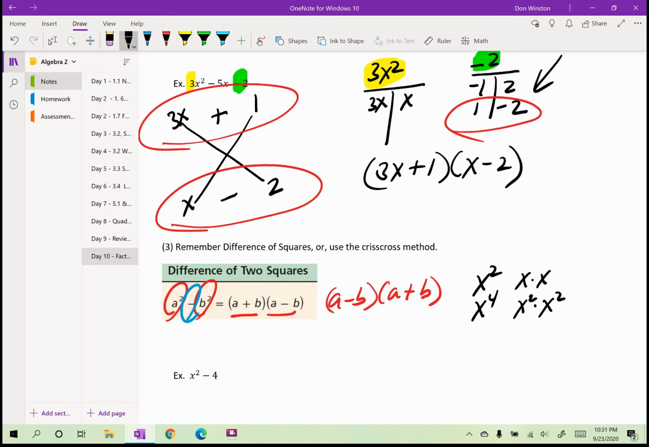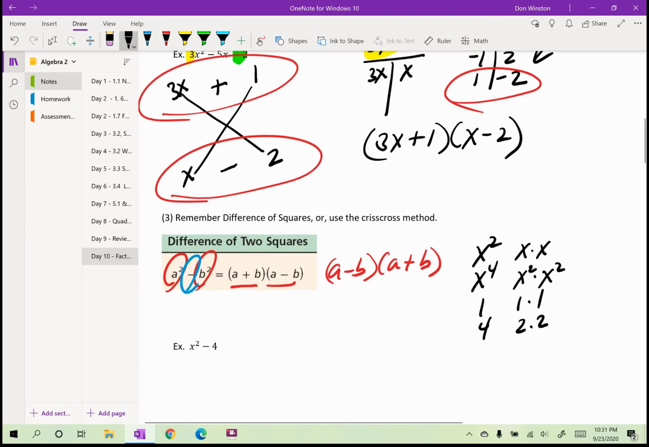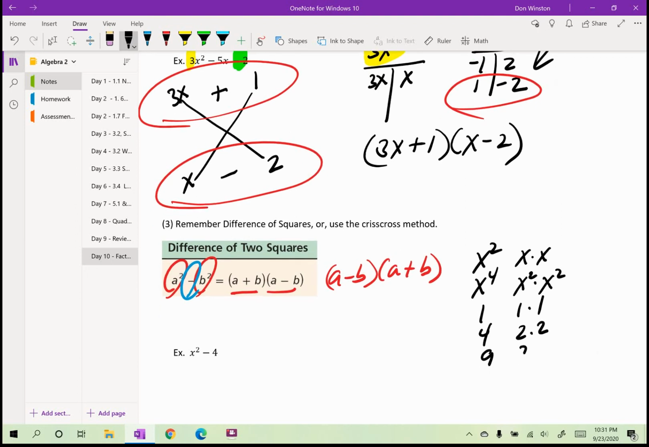Yeah, so those would be perfect square variables. Numbers: 1 is a perfect square because 1 times 1 is 1. 4 is a perfect square because 2 times 2 is 4. 9 is a perfect square because 3 times 3 is 9. And so on and so forth. So when we have a binomial, two terms separated by a minus, and the first monomial and the second monomial are perfect squares, then we can factor that as a difference of squares.